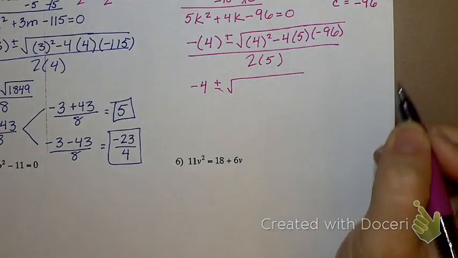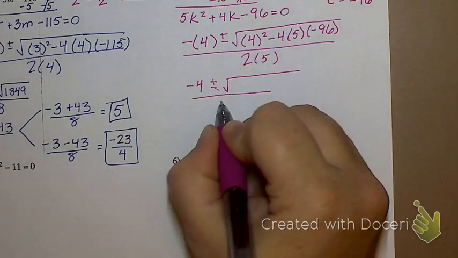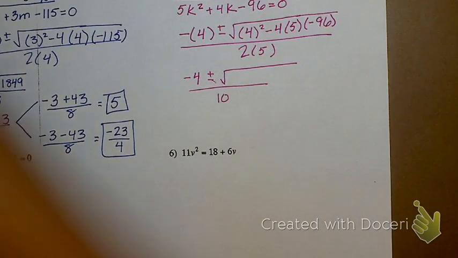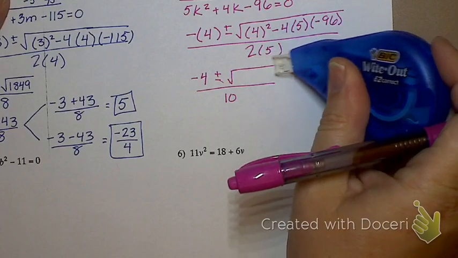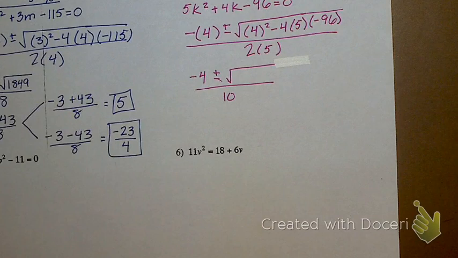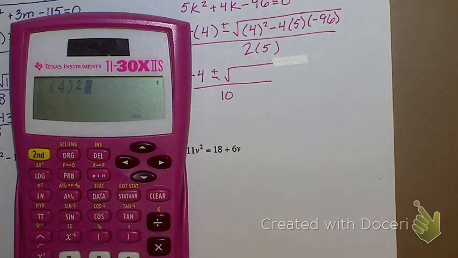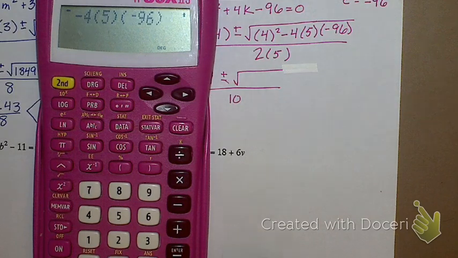All right. So I have -4, I have 10 on the bottom this time, right? And I made a gigantic square root sign there, and it's probably not going to be that gigantic. So let's see. What do I put into my calculator? Parentheses. 4 squared. Minus 4 parentheses. 5 parentheses. Negative 96.